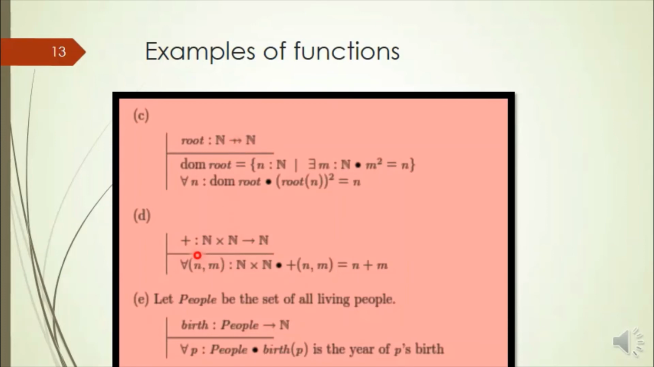Similarly, the function sum would be a total function, because it generates the sum of two natural numbers, and for each ordered pair of natural numbers, its sum is possible. Therefore, for every ordered pair of natural numbers, we can generate a sum. Therefore, the function sum would be a total function, and it is declared on the set of all functions N cross N arrow N, and that arrow is without a line in its center.